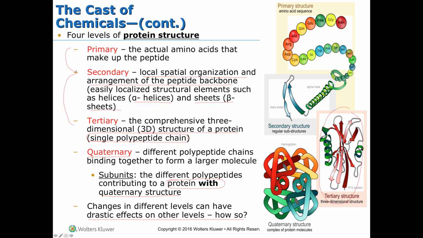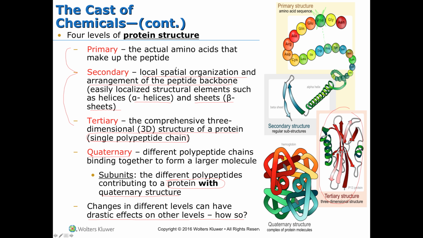So let's say that you change the primary structure. Let's say we take this phenylalanine and we take it out, right? If we take out that phenylalanine, that's going to impact the way that glycine and glutamate are now interacting with each other. That's going to impact the way that this protein might interact with some other amino acid when it's folding on itself. That's going to drastically affect the secondary and the tertiary structures.